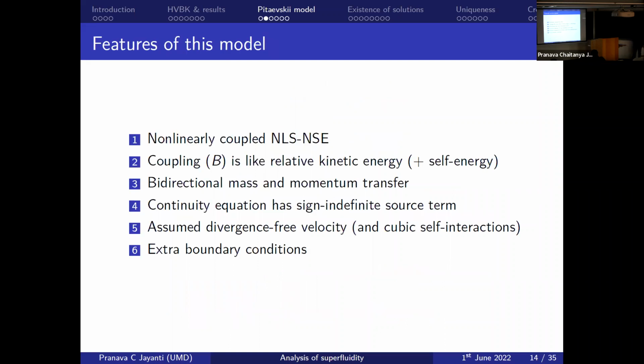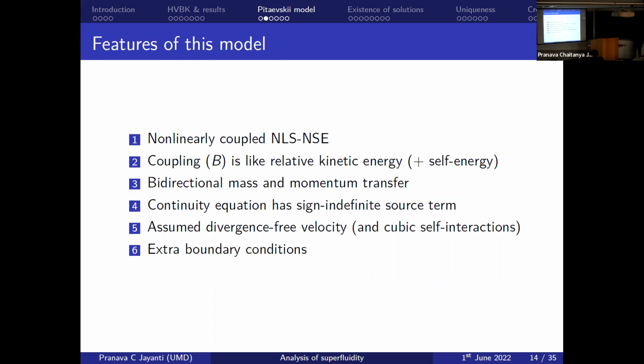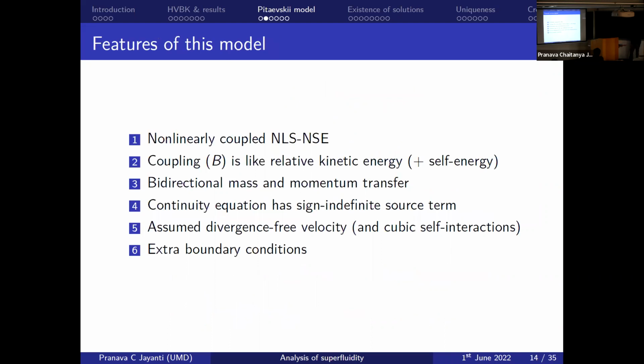So the features of this model are, firstly, it's a non-linearly coupled model. You can see that B here is the nonlinear coupling. The coupling is like relative kinetic energy plus some self energy. So if you recall, in quantum mechanics, minus i h bar gradient is the momentum operator. In classical mechanics, m times u is the momentum. So if you take h bar and m to be 1, then this is the difference of the momentum of the two fluids. You square it and divide by 2 times m. That gives you a relative kinetic energy. And this is just the self-interaction of the superfluid with itself. Okay. Right.